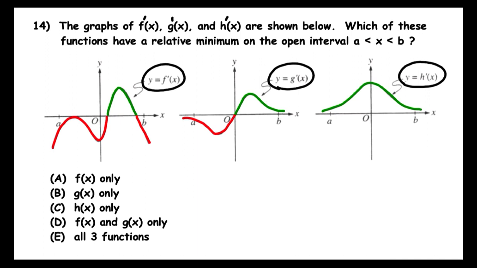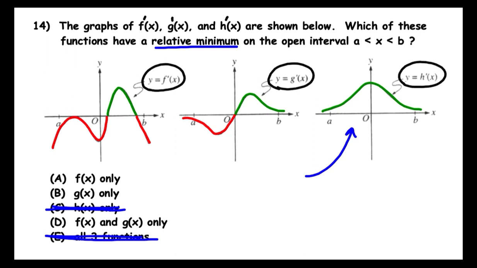All right, great. So as you can see, the green areas would be where the original graph, not pictured, is rising, and the red regions would be where the original graphs, again, not pictured, are falling. Well, the first thing that strikes me is that h of x would have to rise all the time because its derivative stays positive between a and b. And if you're rising all the time, you're not going to have a relative minimum. So h is out, which means it can't be choice C. It also can't be choice E. So I'm down to either A, B, or D.